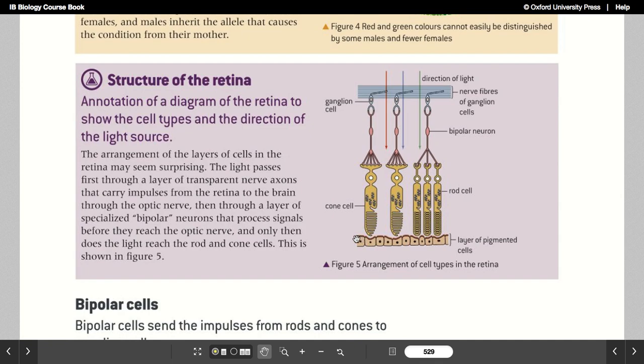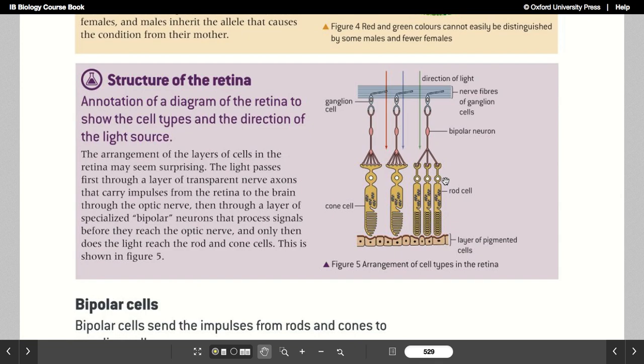The back layer of your retina is made out of pigmented cells, which can detect the red, green, and blue. Then the pigmented cells send their information to a cone cell or a rod cell. The cone cells detect color and the rod cells do not. We have 3 rod cells attached to one bipolar neuron, so this one bipolar neuron receives information from 3 different cells.